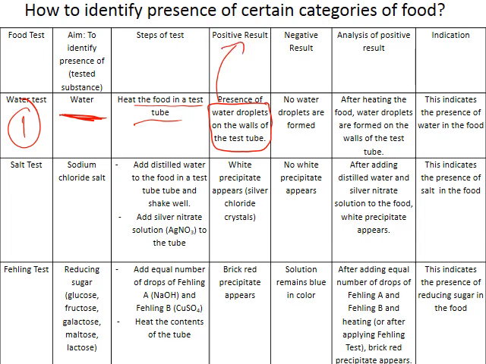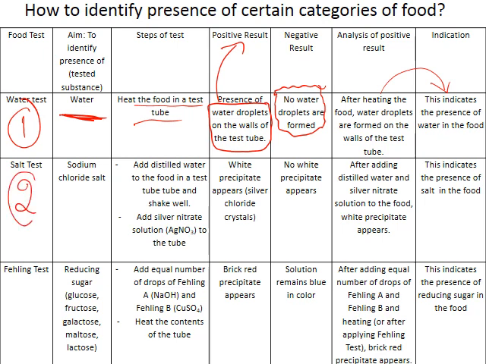While if it's negative, no water droplets are formed. So more water droplets at the walls of the test tube. Analysis: after heating the food, water droplets are formed on the walls of the test tube. What does this indicate? This indicates the presence of water in the food.